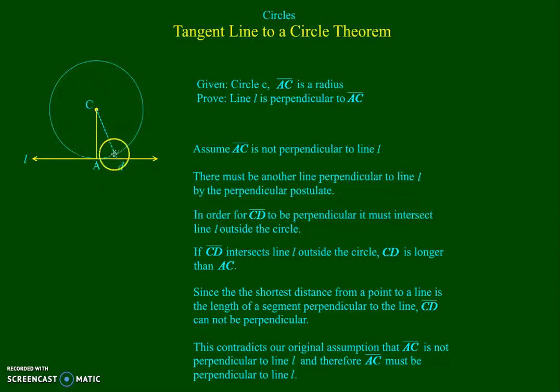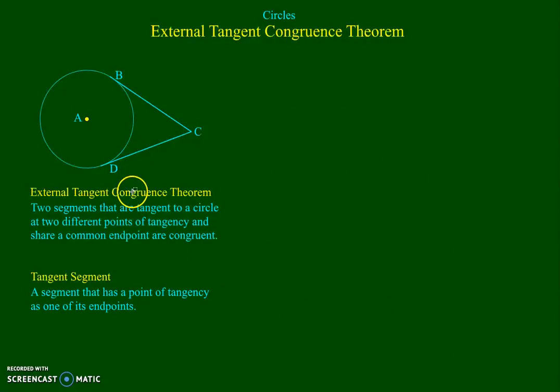We're going to be using both of those extensively. Before we use this theorem in some problems, I would like to look at another theorem that uses the tangent line to a circle theorem in its proof. And those two theorems are very closely related. This theorem is called the external tangent congruence theorem, and it states two segments that are tangent to a circle at different points of tangency and share a common endpoint are both congruent. So BC and DC would be congruent because they share a common endpoint and are tangent to the circle at two different points.